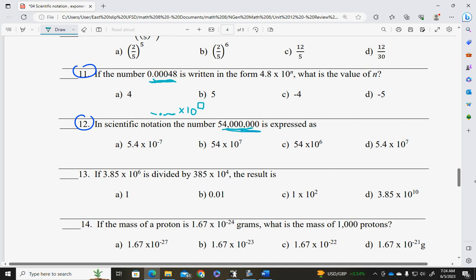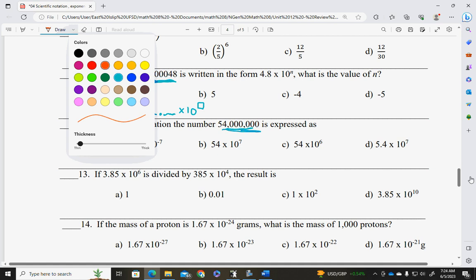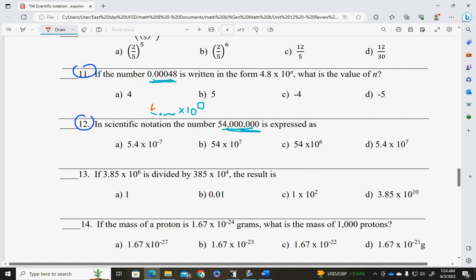So if I were to write number 11 in correct scientific notation, I want the 4 on this line. Whatever is left over goes after it, so there's only an 8 left over. Since it's a very small number, I count how many decimal places. 1, 2, 3, 4. So it's a negative 4 exponent. It's choice 3.